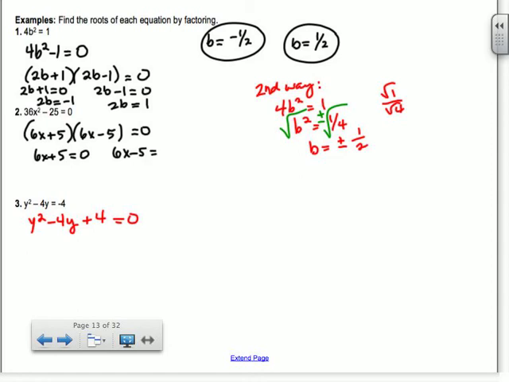So you get 6x equals negative 5, 6x equals 5. So x equals negative 5/6 and x equals 5/6 are your answers.